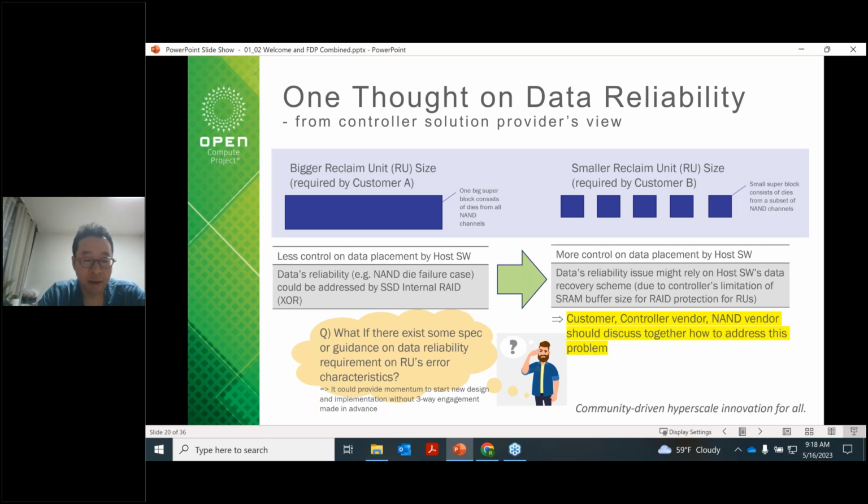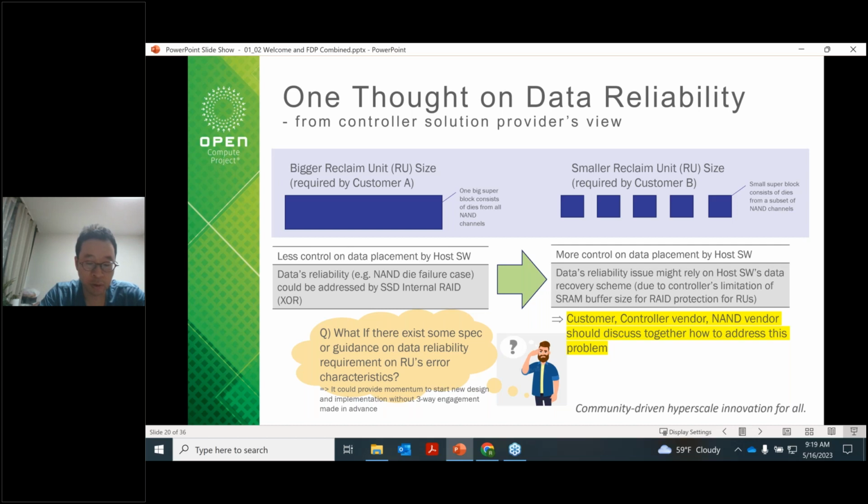On the other side, if customer B adopts a smaller reclaim unit size, let's say a single physical block in a single NAND die, the host software will have much more flexibility and control, potentially better optimization for their own workload, but the data's reliability issue might need to rely on the host software's data redundancy scheme because the SSD controller might not support enough SRAM for an actual RAID buffer. To address this problem, the customers, controller vendors and NAND vendors should gather and discuss together to figure out what the solution is to meet the requirements.